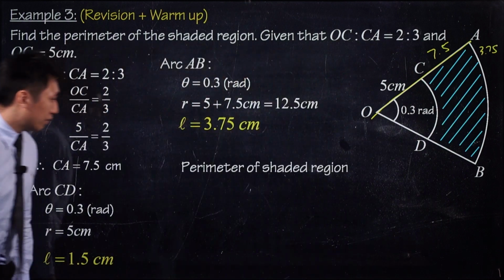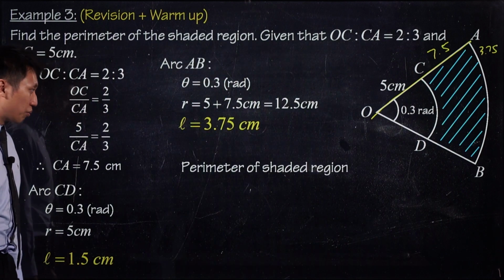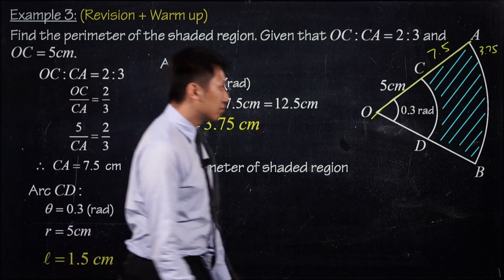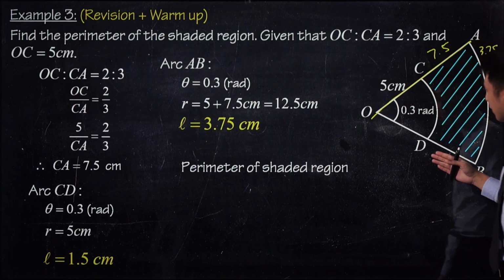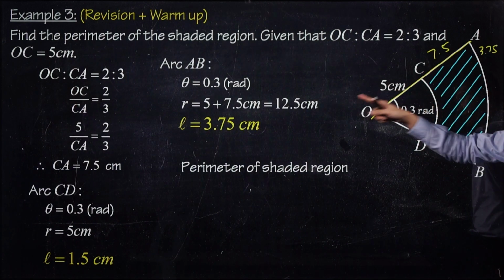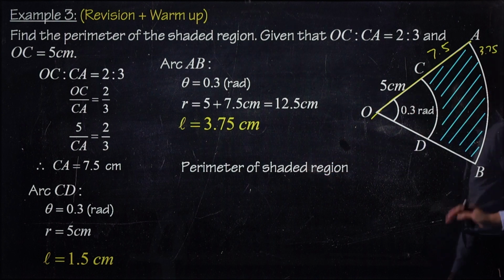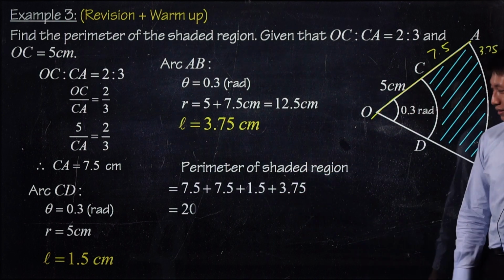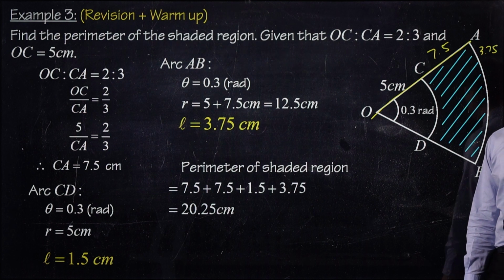Okay. So then the perimeter of the shaded region will be what? 7.5 plus 7.5 plus this one, which is given there, and plus 3.75. So the answer is 20.25 cm.